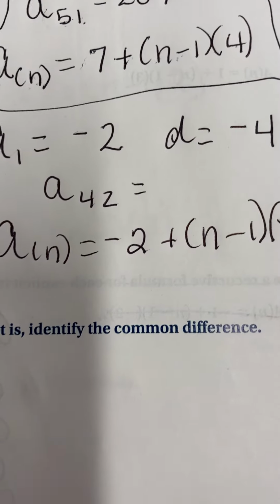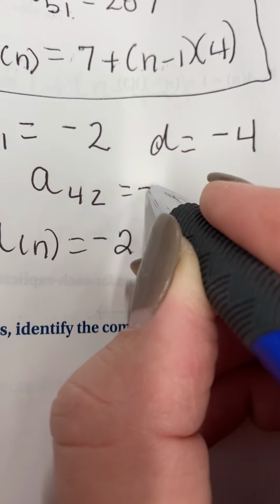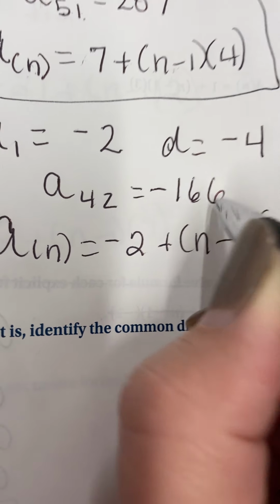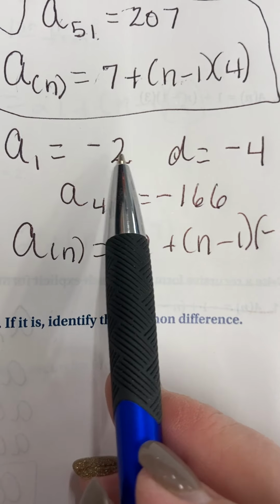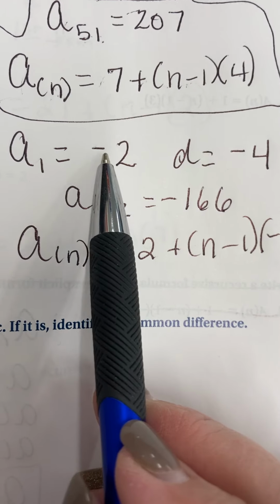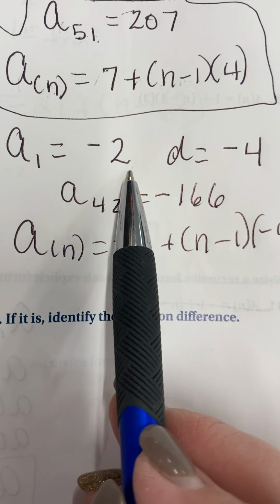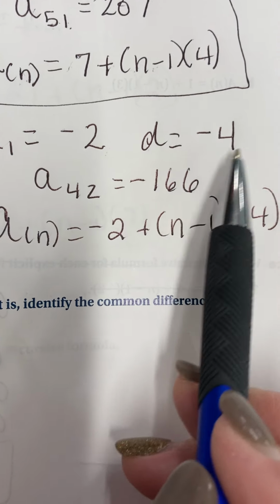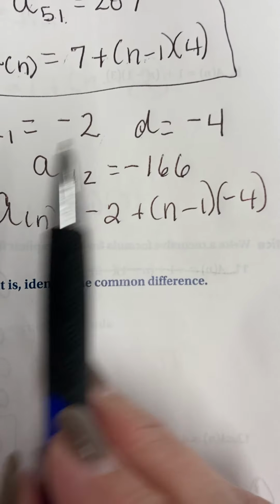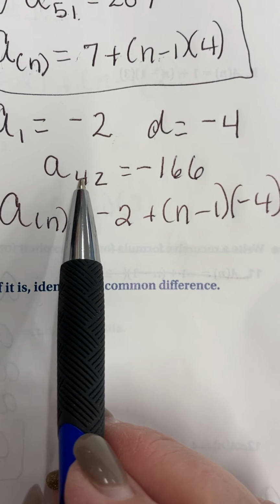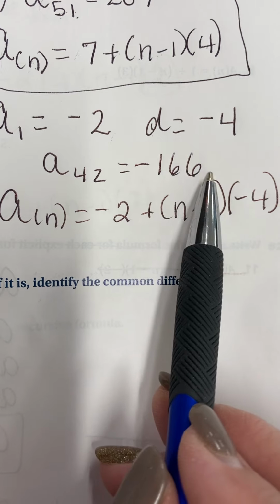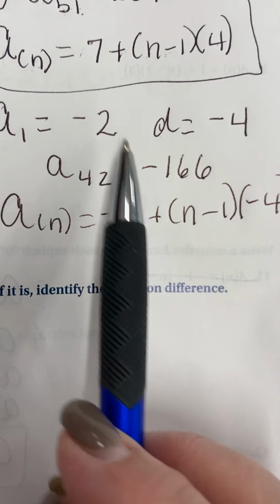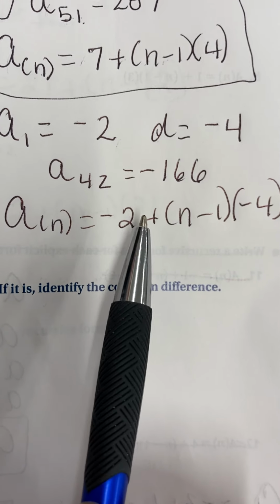So take 41 times negative 4, then plus negative 2. All right, and I think we should get negative 166. Since this formula is going down, you're subtracting 4 from it. So like a term would be -2, the next one would be -6, then -10, then -14, -18. That's what our terms are. So it makes sense that my 42nd term would be -166, deep into the negatives, because you're subtracting 4 to get from term to term.